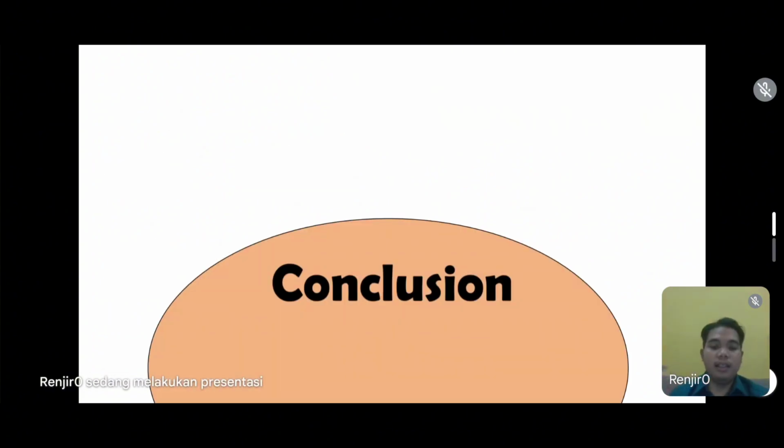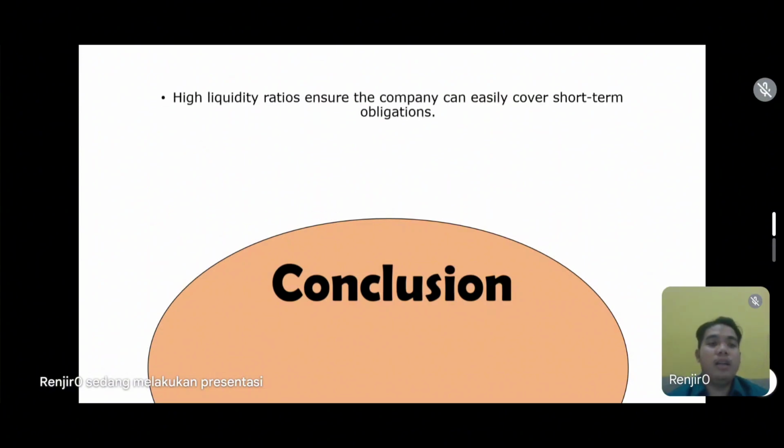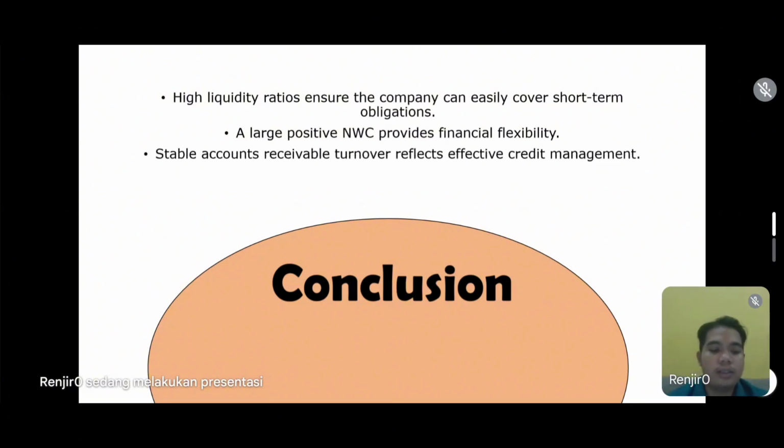The impact: Elang Mahkota Teknologi has excellent liquidity, with both current and quick ratios far exceeding the minimum standard of 1.5. Positive NWC indicates sufficient funds to cover daily operations and financial flexibility. However, the increase in inventories should be monitored to avoid additional costs in the future.